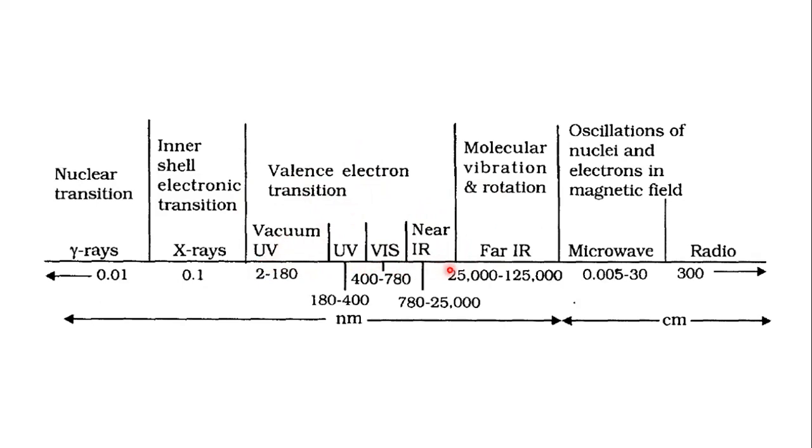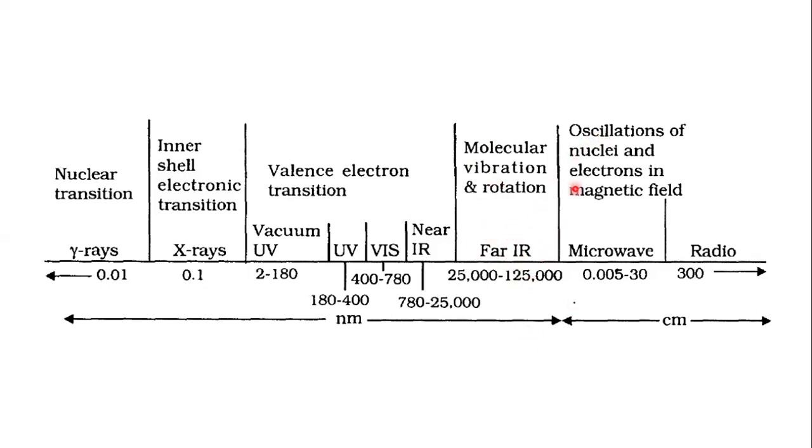Next to near infrared is far infrared, which is associated with molecular vibrations and rotations. We'll come to this when we go into understanding infrared spectrometry. There's another form of absorption spectrometry, which is referred to as vibration spectrometry as well. We'll talk about how it happens, what happens exactly.